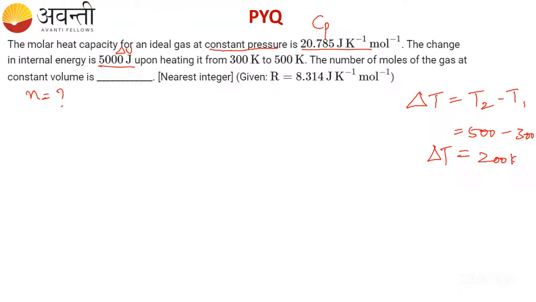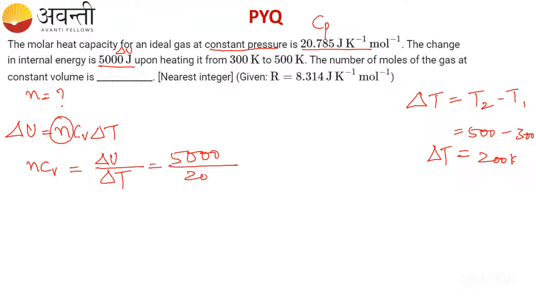Is Roshan getting the answer 1? What about others? Listen, we know that delta U is equal to N Cv delta T, right? Here N is the number of moles. So N Cv is equal to delta U divided by delta T, which is 5000 divided by 200, equal to 25. Okay, so this is the N Cv value.